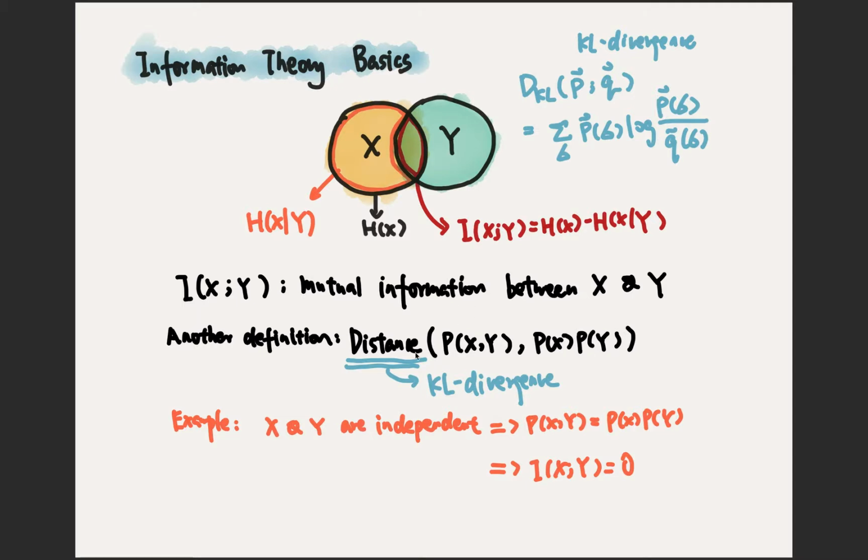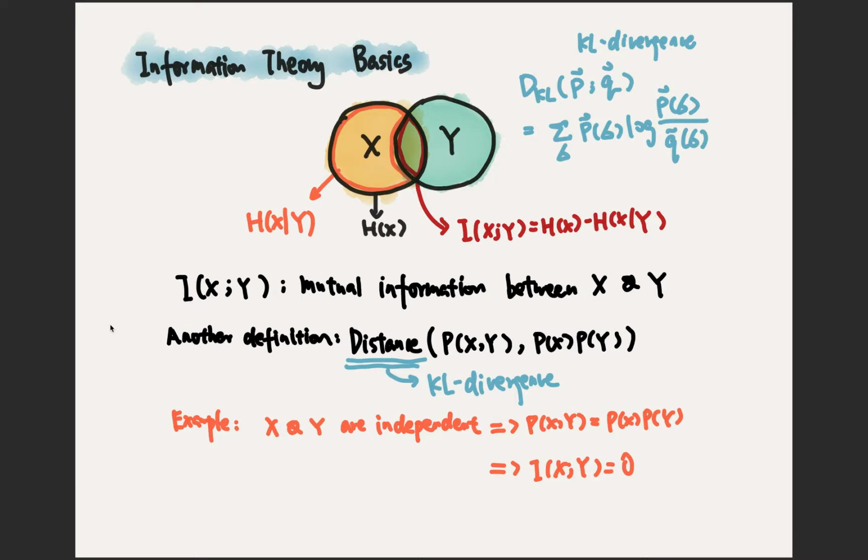Specifically, if you pick this distance measure as KL, the commonly used KL divergence, I put the formula here. It measures some distance or divergence between two distributions. And if you use KL, then this formula becomes the Shannon mutual information.